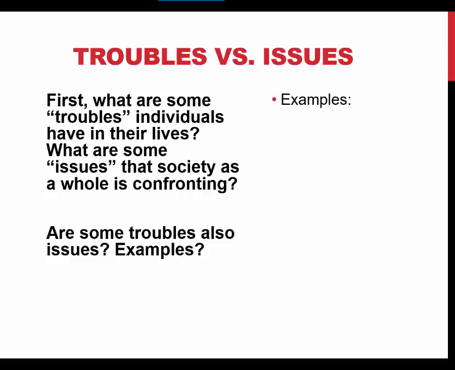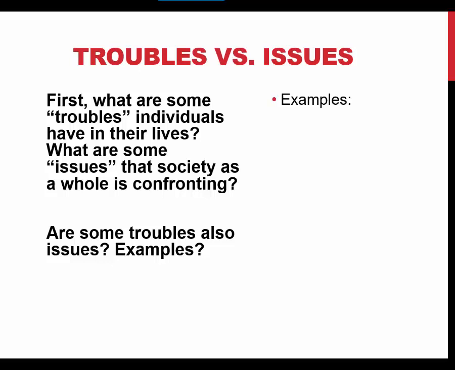Issues are basically the problems that society as a whole is confronting. So these are things that affect larger numbers of people in society. Homelessness is an issue in society. The climate crisis, climate change, is an issue in society. Poverty is an issue in society, and there are many more social issues. So think about what you think the most important issues are that our society as a whole is confronting.